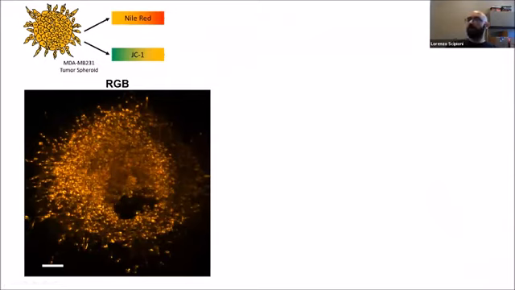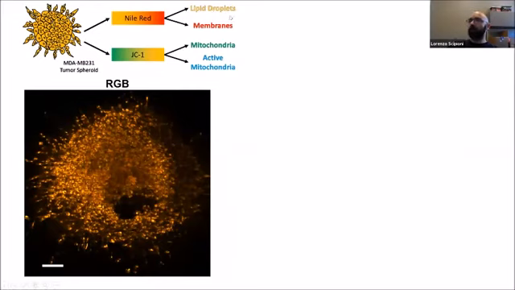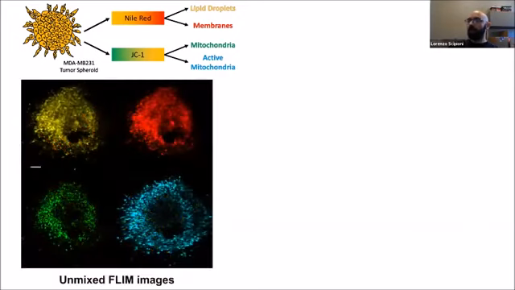In this case, we labeled a breast cancer spheroid with two dyes, Nile red and JC1. Both of them have two typical emission spectra. The Nile red has a spectrum that localizes more in lipid droplets, one more in membranes, and JC1 labels the mitochondria in green and active mitochondria, meaning hyperpolarized mitochondria, in orange. So we have 4 spectral components that we characterize separately. And then we can use this information to unmix 4 images, each of which is a FLIM image.